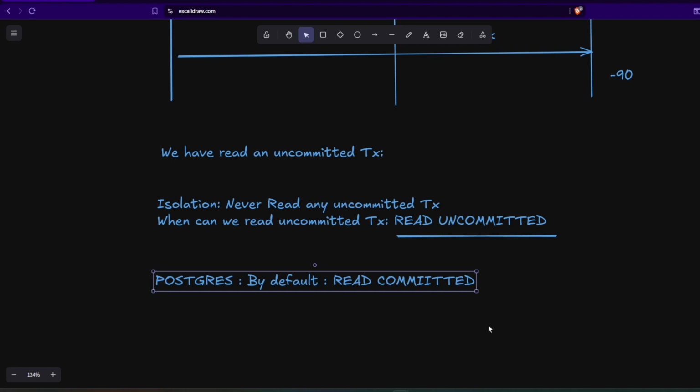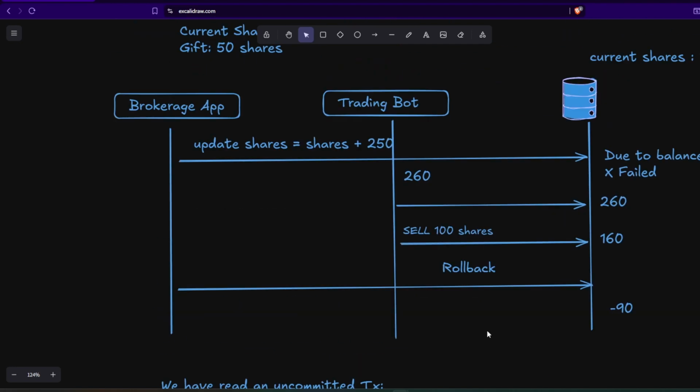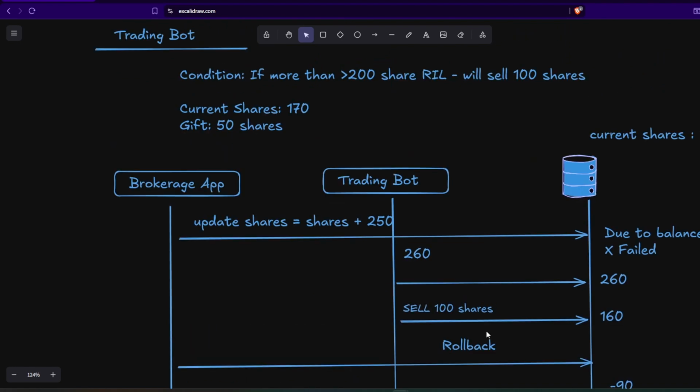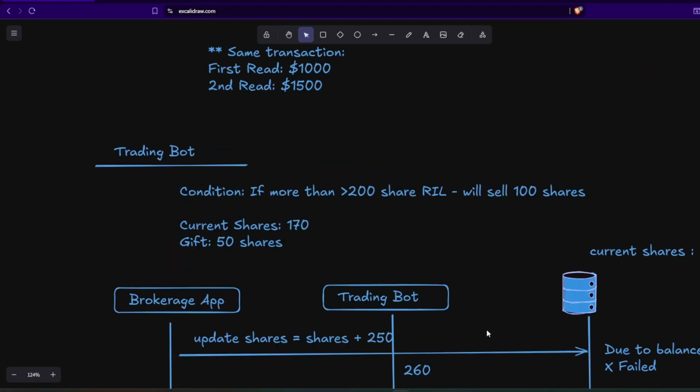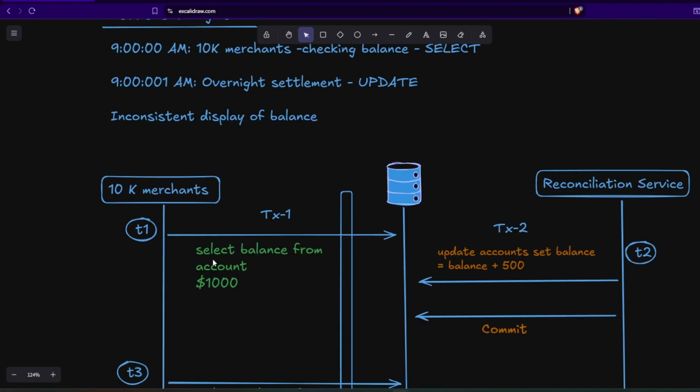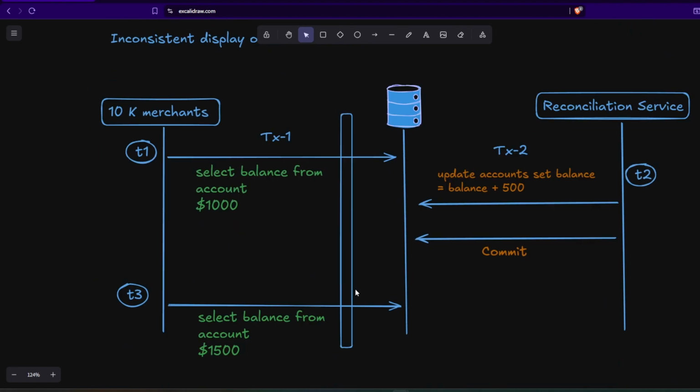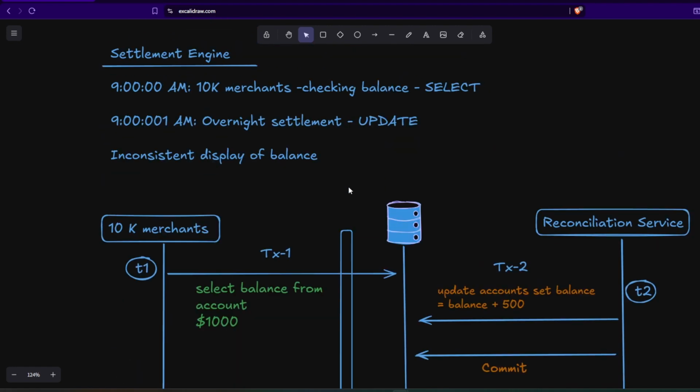I hope this isolation concept that I wanted to introduce to you through this trading bot example, or even the 10K merchants example where we are trying to create a settlement engine, is clear.